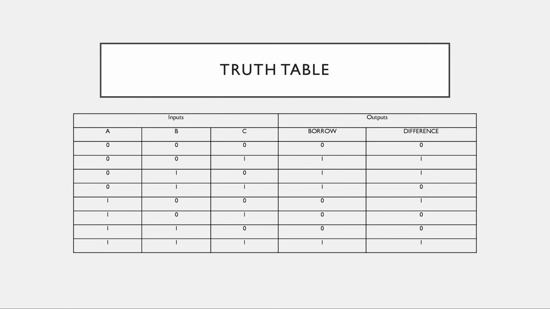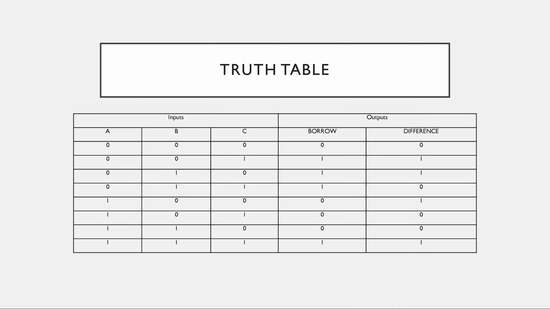When the inputs are 0, 0, 0, we get borrow as 0 and difference as 0. When the inputs are 0, 0 and 1, we get borrow as 1 and difference as 0. When we have inputs as 0, 1, 0, we get borrow as 1 and difference as 1. When we give input as 0, 1, 1, we get borrow as 1 and difference as 0.